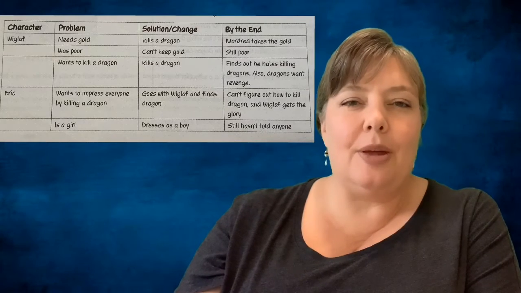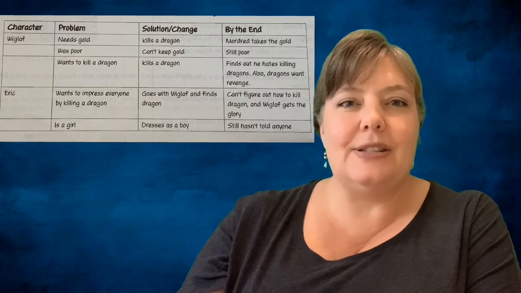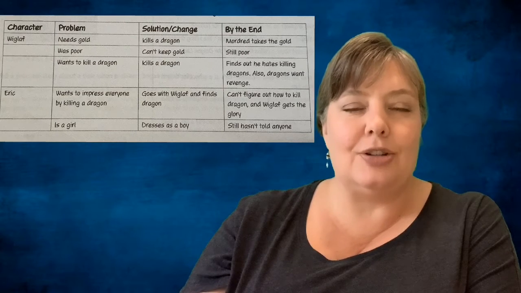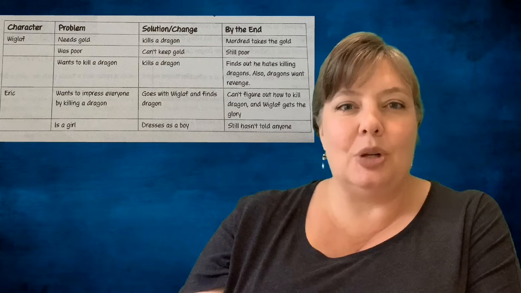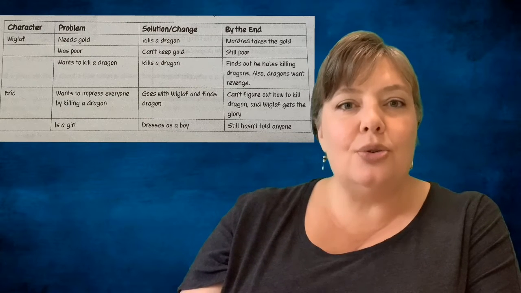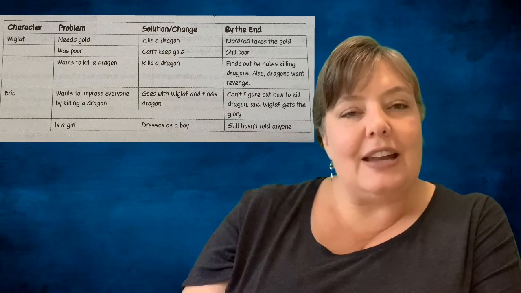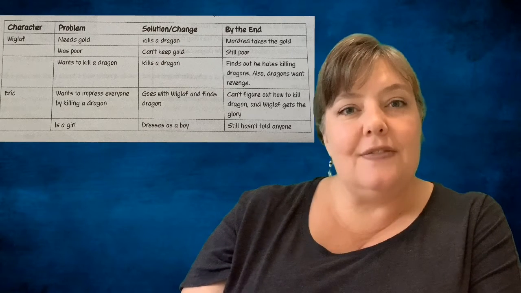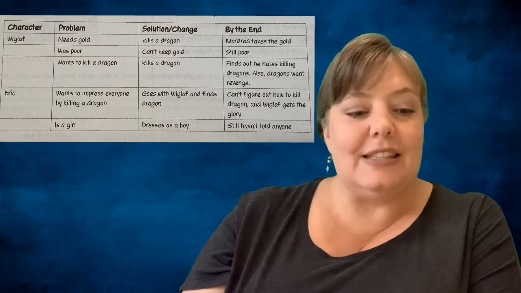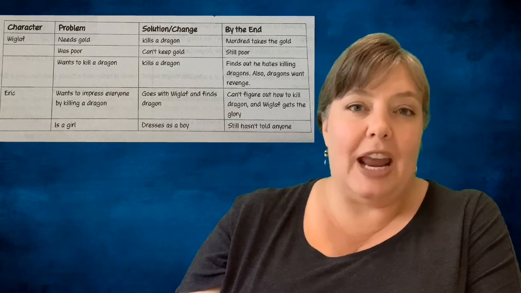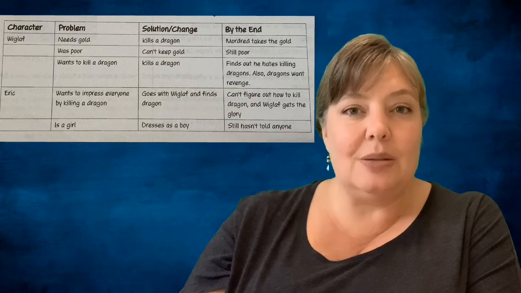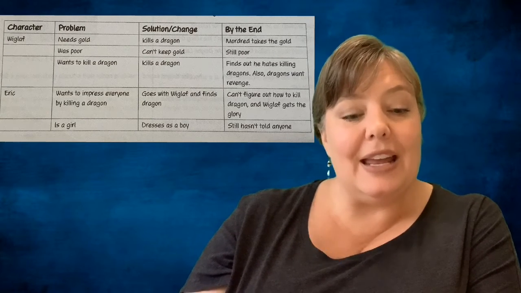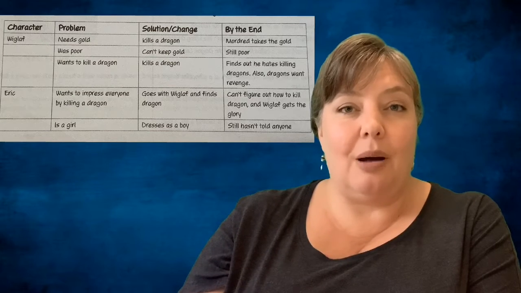Readers, I'm familiar with a book series called the Dragon Slayers Academy, and in the first book, there are several key characters that actually face multiple problems each. You'll notice in the chart that I chose to track the character, each of the individual problems that they faced, the solution or change that took place as a result of these problems, and then also how the story ended in regards to the problem.